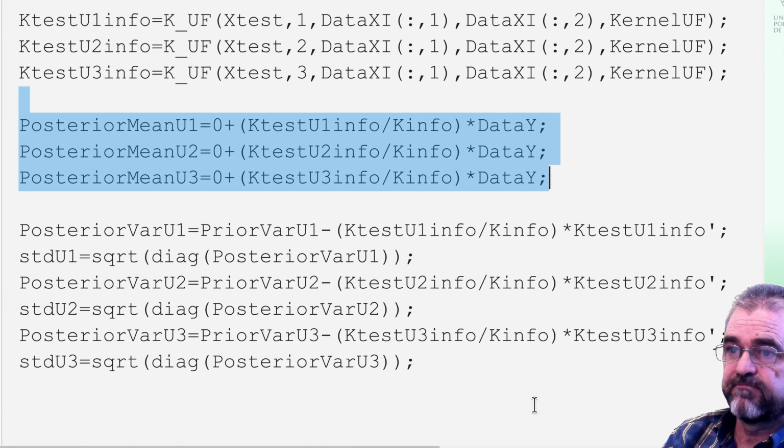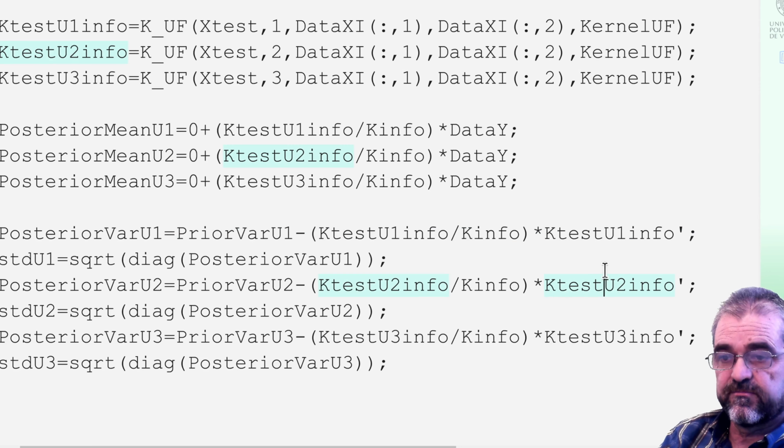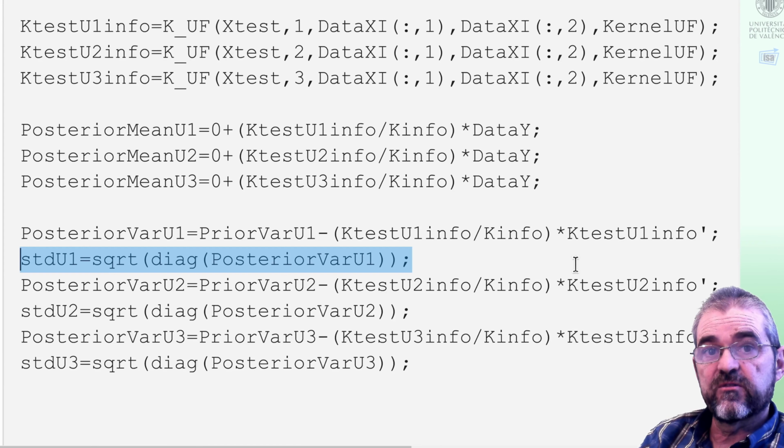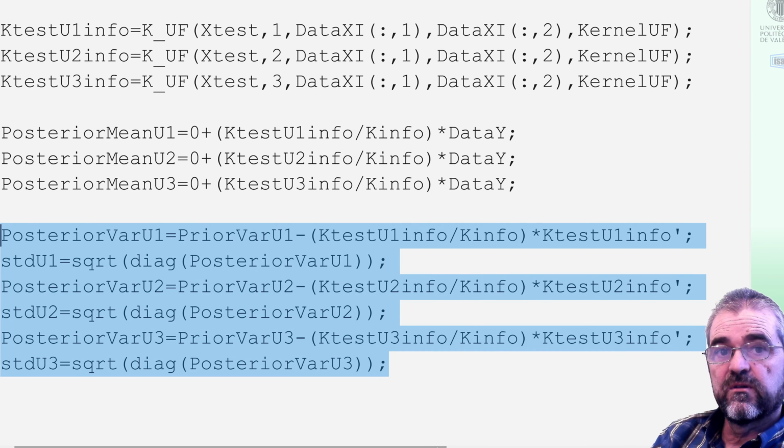and this highlighted line carries out the prediction in variance. The posterior variance is the prior variance minus covariance times inverse of information times covariance transposed. So this is the standard way of computing the posterior variance, and of course the square root of the diagonal is the standard deviation that I can use to plot confidence intervals, and well, I do it 3 times to estimate the confidence interval for each of the 3 components.